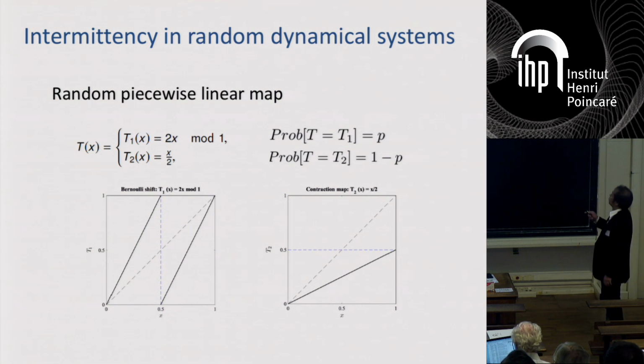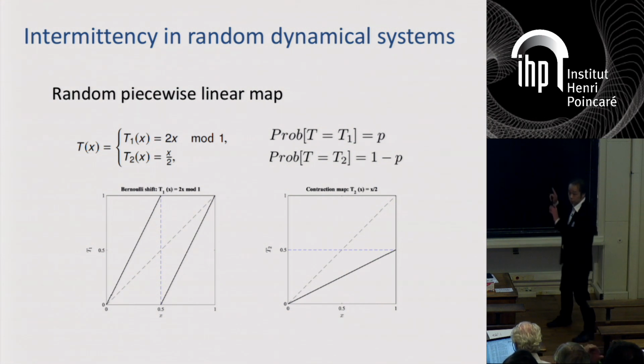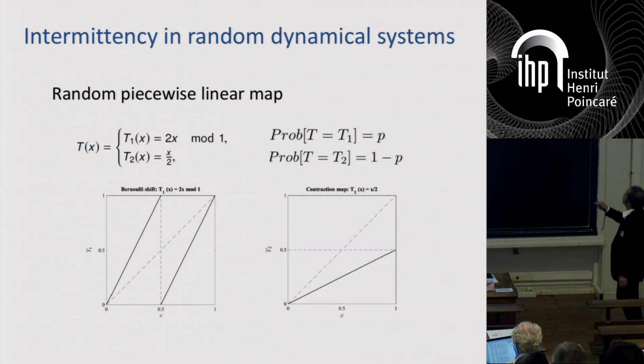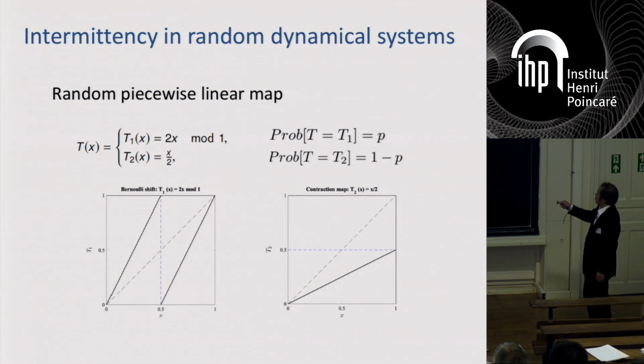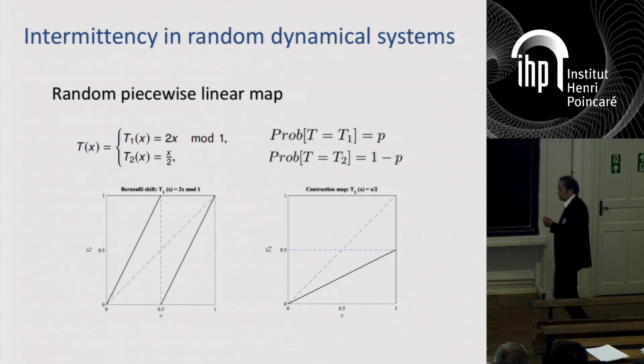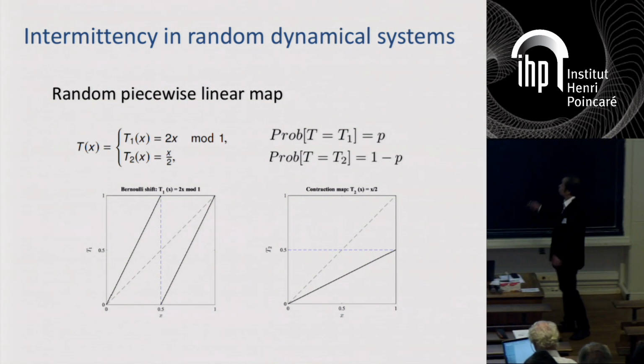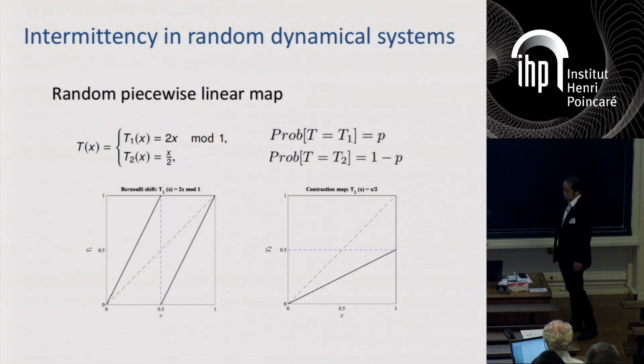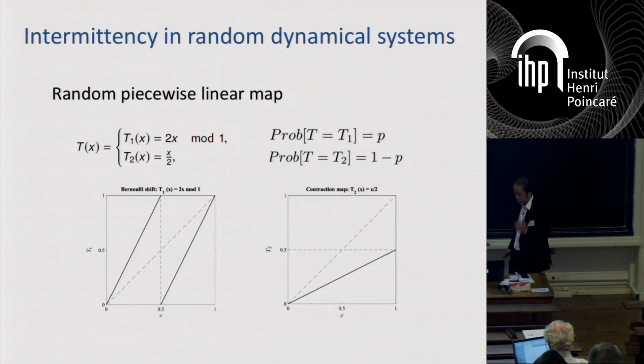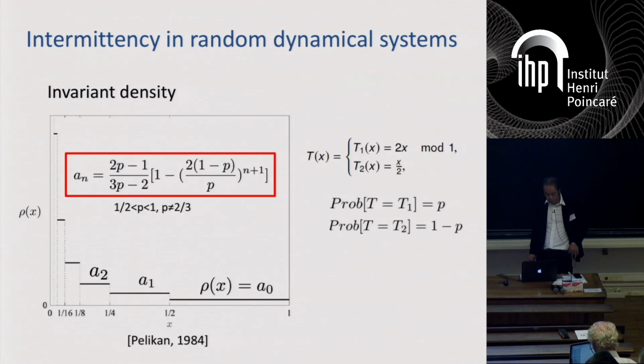This random piecewise linear map is now a closed map. It's not an open map, but the statistics are about the same. The random piecewise linear map is given in this way. We have a Bernoulli shift if P equals 1, and a contraction to the origin if P equals 0. But we choose a different P, intermediate between 0 and 1. We have randomly switched mappings. So we can solve this map in many senses.